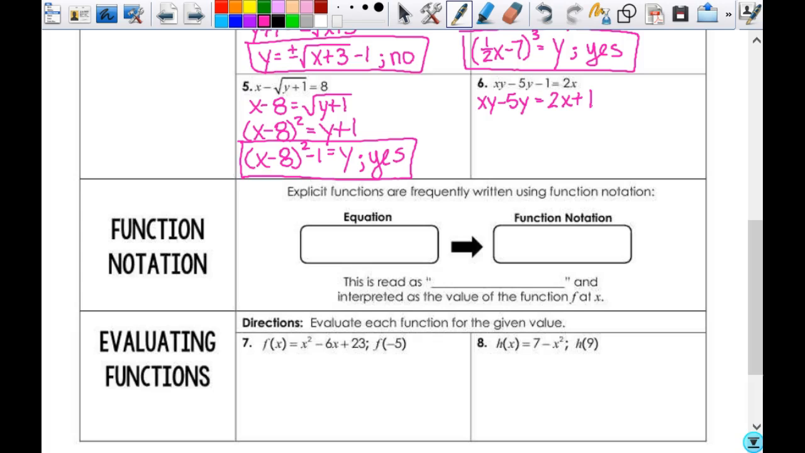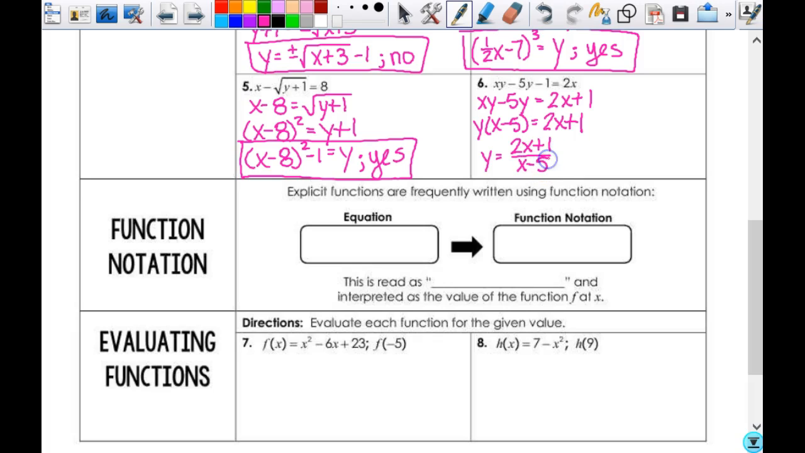Remember, my goal is to get y by itself. So what am I going to need to do before I can do that? Factor it out. Good. So I'm going to factor out what? Y. So I'm going to get y times x minus 5 equals 2x plus 1. To get y by itself, what do I do? Divide. Good. So y is equal to 2x plus 1 divided by x minus 5.